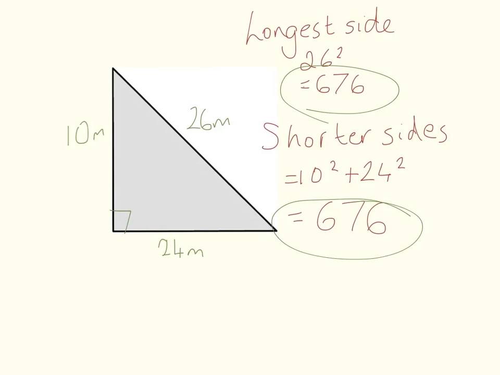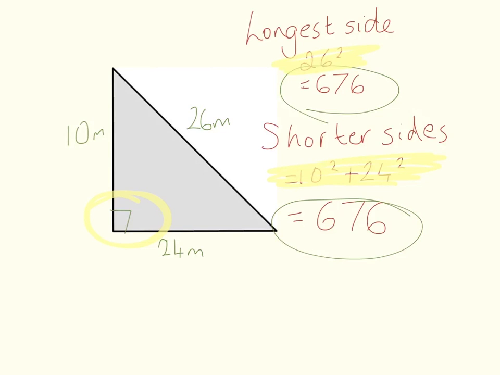So to finish off a converse of Pythagoras question, you need to finish it with a conclusion, a statement, and here our statement would say, since 10 squared plus 24 squared is equal to 26 squared, then by the converse of Pythagoras, this triangle is right angled. So I need to mention 10 squared plus 24 squared being equal to 26 squared, and then by the converse of Pythagoras, this triangle is right angled.